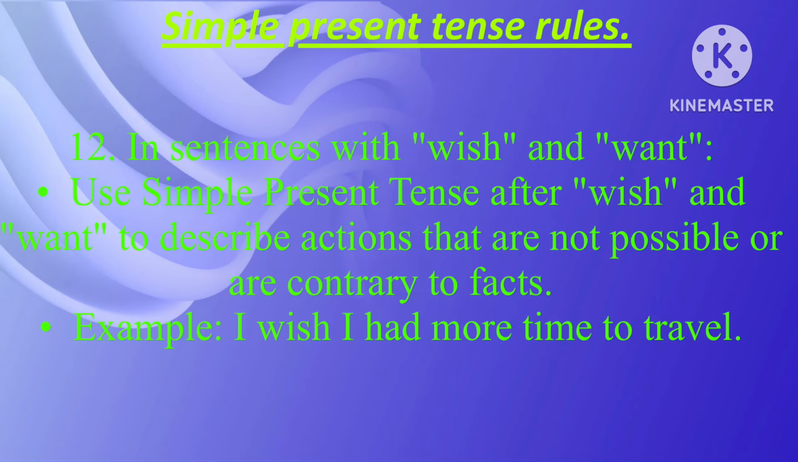In sentences with wish and want, use simple present tense after wish and want to describe actions that are not possible or are contrary to fact. Example, I wish I had more time to travel.